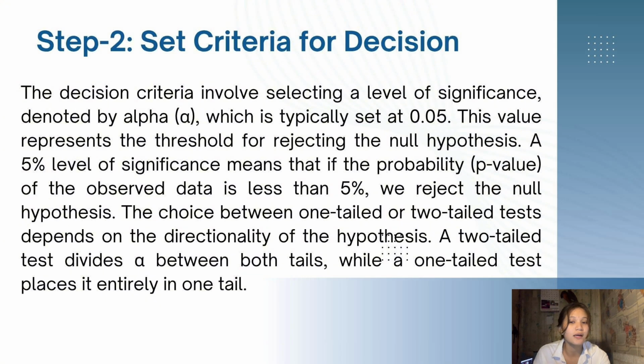Step 2, set criteria for decision. So once we've stated our hypothesis, the next step is to set criteria for making a decision. So this involves choosing a level of significance, usually denoted by alpha. A common choice is 0.05, so we are taught that we will usually use that number, which means that we accept a 5% chance of making a type 1 error.